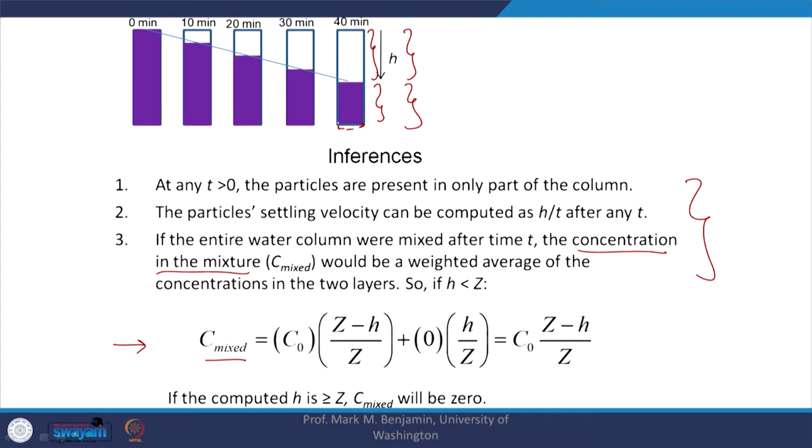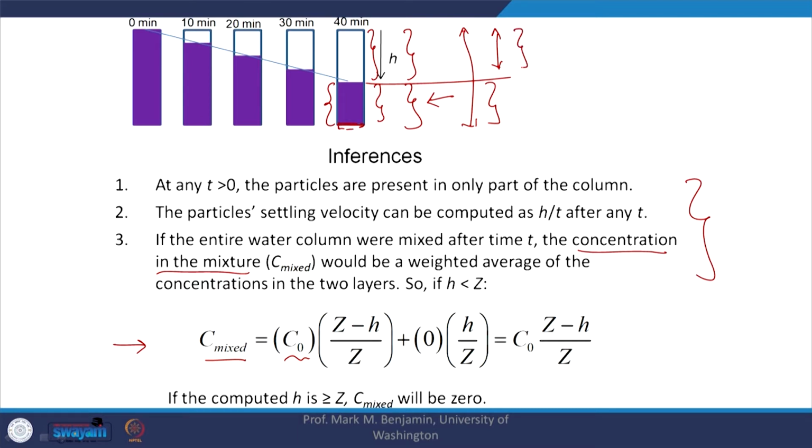Whatever has settled down right at the bottom, we are assuming that that's not present, let's say. So for this particular zone, let's say, what do we have? We assume that the concentration is C naught, which is more or less the initial concentration, okay. So what do we have? C naught into Z minus H, right? Z is this, and we are subtracting H, right? So we are looking at Z minus H by Z, right, into C naught. That gives us the concentration in this particular layer, and we are looking at weightage, obviously.